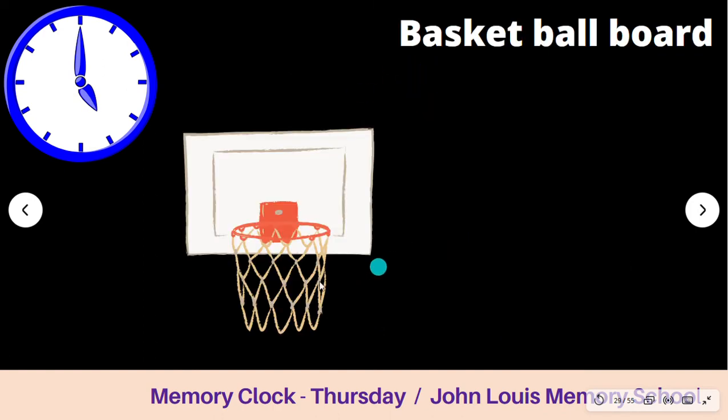Okay, next one. Hour 5. What is the picture for hour 5? It's a basketball board with a ring. Because a basketball team has 5 players. That's why we have taken a basketball board with a ring for the hour 5.